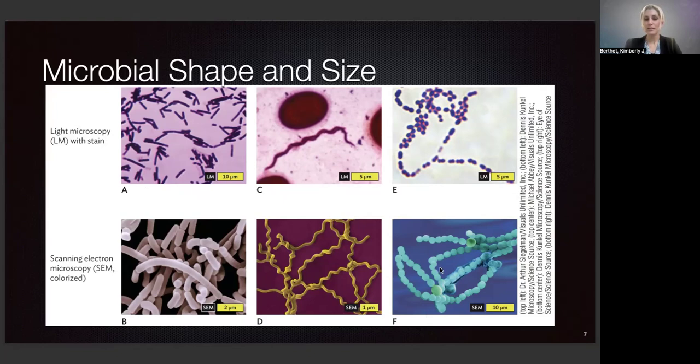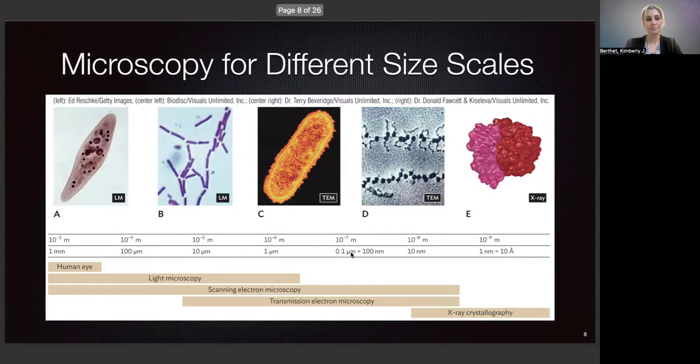Okay, also with these samples, everything on the top has been stained. So you see pigment that's attached to them that adheres to those cell walls. At the bottom, these are actually not stained samples. These are pseudo-colorized, meaning the color is added after the sample is scanned.